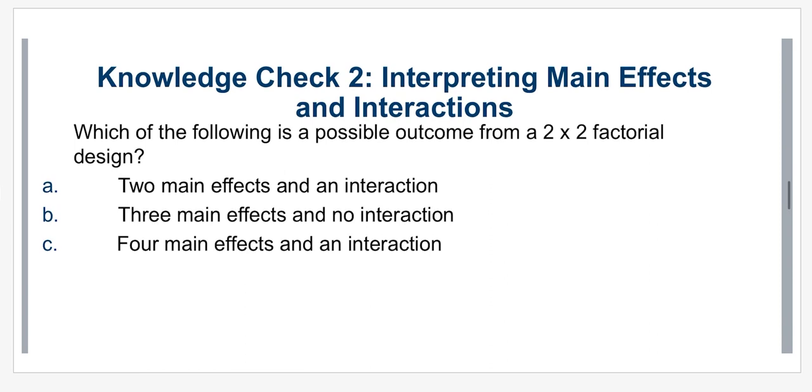All right, so our knowledge check really quickly. Which of the following is a possible outcome for a 2x2 factorial design?